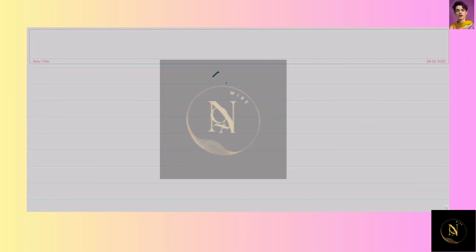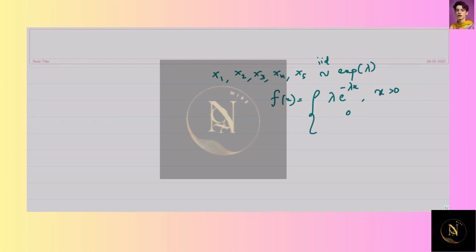So we are given that x1, x2, x3, x4, x5 follow an exponential distribution with parameter lambda, and they are IID. So that means the probability density function is lambda e power minus lambda x when x is positive, and 0 else. So the first question is: probability that min of the random variables x1, x2, so on x5 is less than or equal to a.